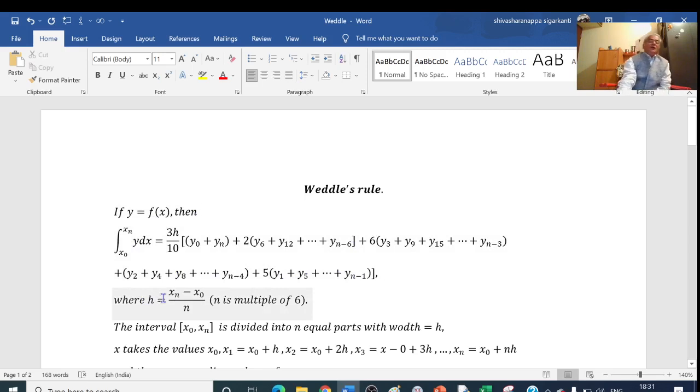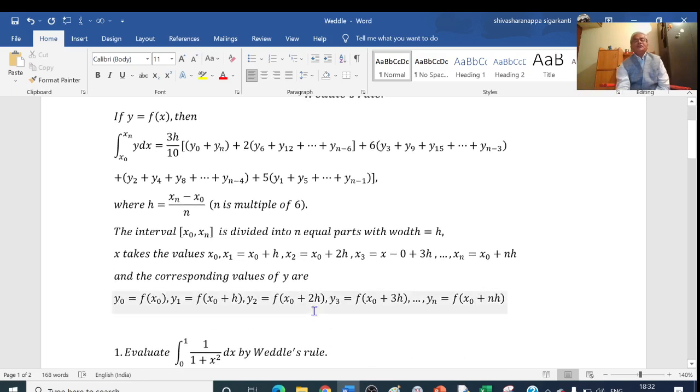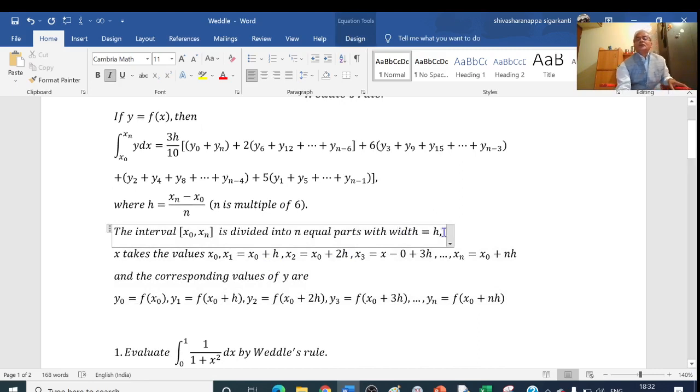Here h is equal to the width of the subinterval, xn minus x0 divided by n. And here we have to divide the interval into a multiple of 6. So the interval x0 to xn is divided into n equal parts, each of width h, and here we have to take n as a multiple of 6. So x takes the values x0, x1, x2, x3 up to xn. That is, x1 means x0 plus h, x2 means x0 plus 2h, x3 is x0 plus 3h, and xn is x0 plus nh.